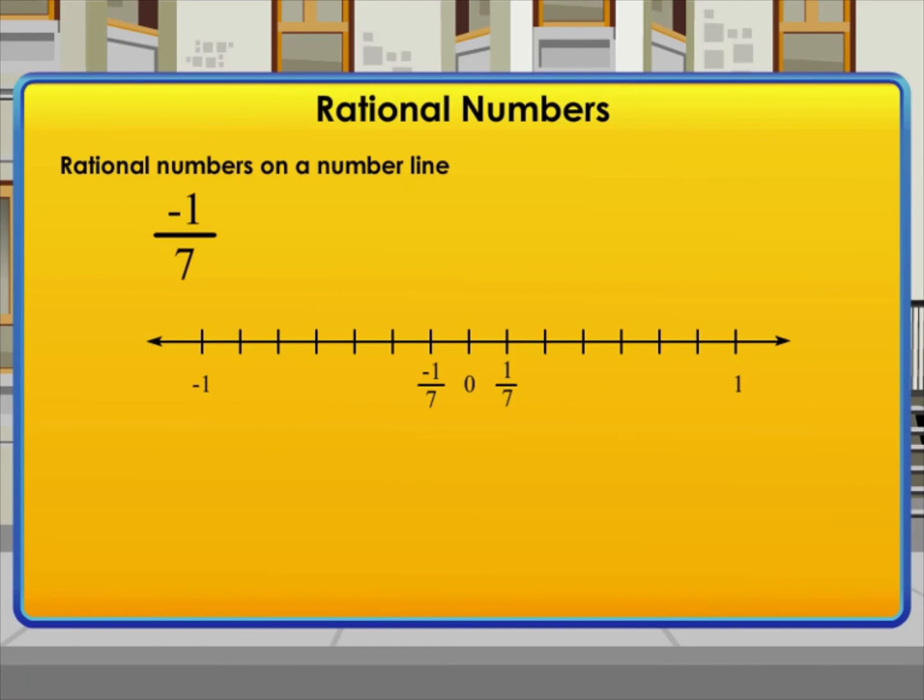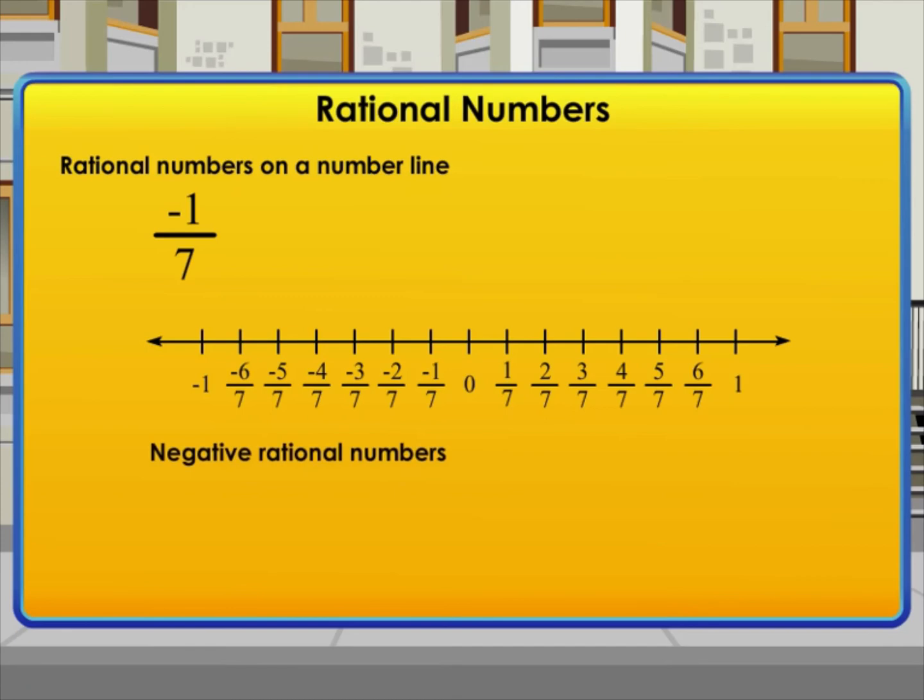In a decreasing order, we have next to minus 1 by 7, minus 2 by 7, minus 3 by 7, minus 4 by 7, minus 5 by 7, minus 6 by 7. In the same way, plus 1 by 7, plus 2 by 7, plus 3 by 7, plus 4 by 7, plus 5 by 7, plus 6 by 7, all lie between 0 and 1. All other rational numbers with different denominators can be represented in a similar way.